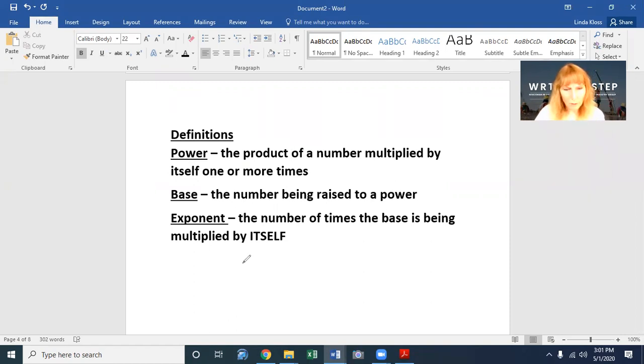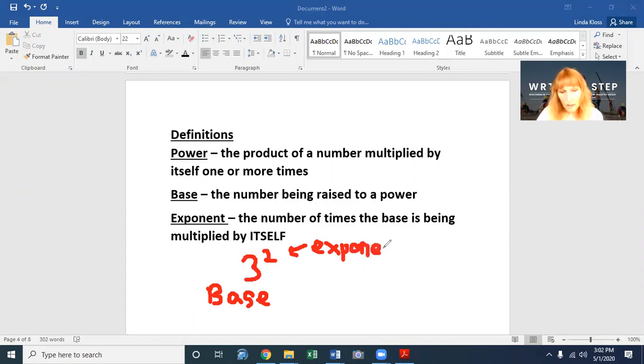So let's give an example here. If I had 3 to the second power, we have the base. Put that right here. The base is the number that is being raised to the power. The exponent is the little number up here. It tells how many times you're multiplying the base by itself. So that is your exponent. And the power is basically the answer to that problem.